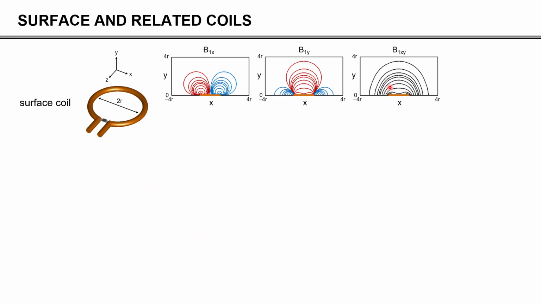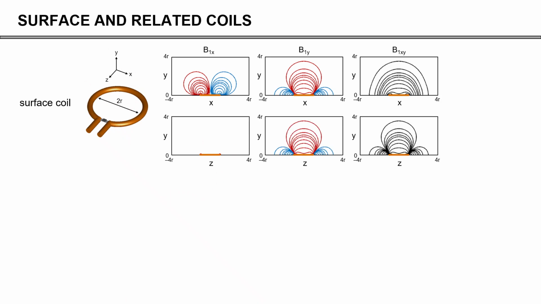And you can see that you have the strongest B1 field close to the coil, and it drops off if you move further away from the coil. So surface coils are really good for tissues that are close to the coil. You can also look at it in the XZ plane.